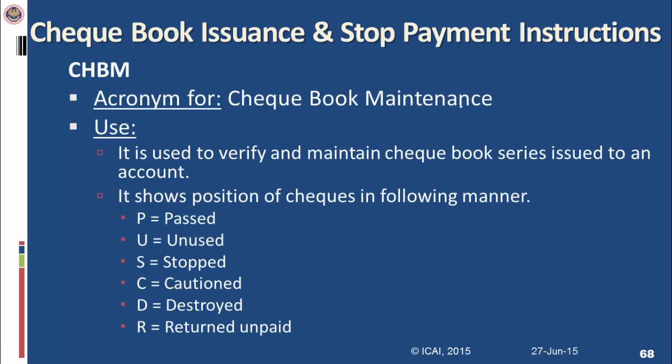CHBM will give the status of the check. As I discussed earlier, if a check is presented and passed, it will go under the pass status. The same way, if it is not presented, it is unused, stop, caution, destroyed, return, and pay. These are all the positions of a particular check under a checkbook series that has been issued to an account.